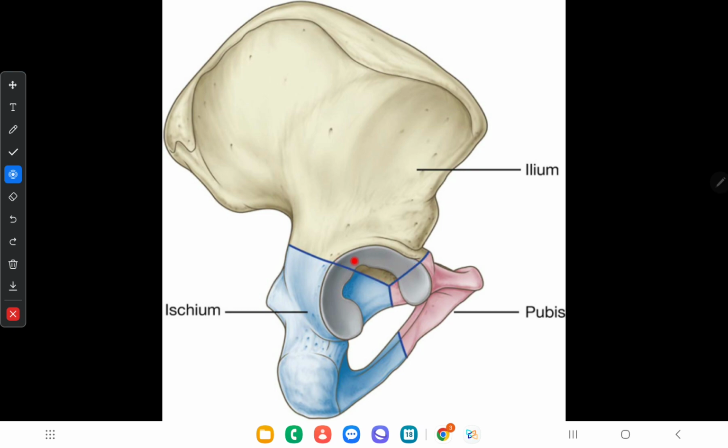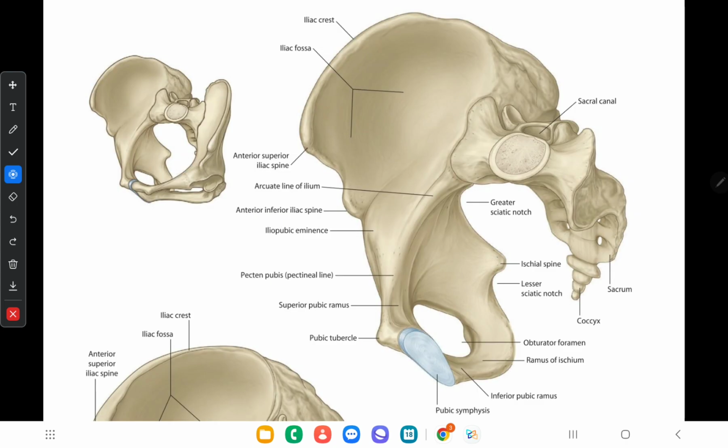Therefore, for the formation of the acetabulum, 2/5 of the bone is from the ilium, 2/5 from the ischium and 1/5 from the pubic bone. First, let's discuss the ilium.